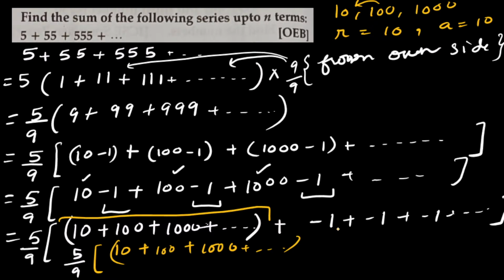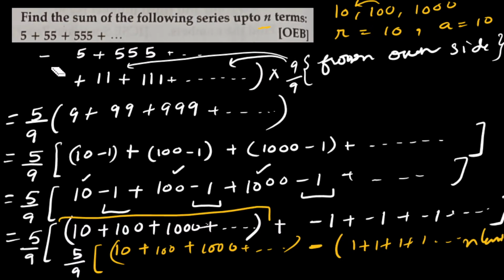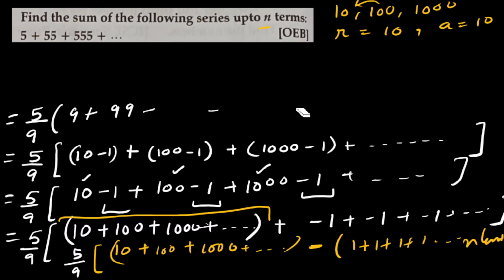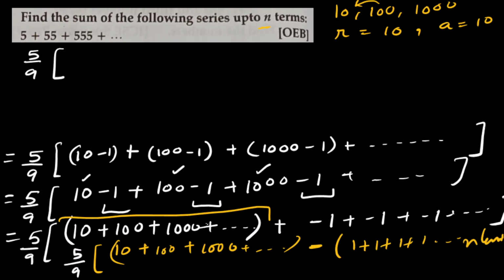And in the other one, I can take minus common. Here I'll get 1 plus 1 plus 1 up to n times, because we have to find the sum up to n terms. So now we can apply the formula. Here I am just going to clear this now. So 5 by 9, and this is a GP. If I apply the formula, A is 10, R is also 10.